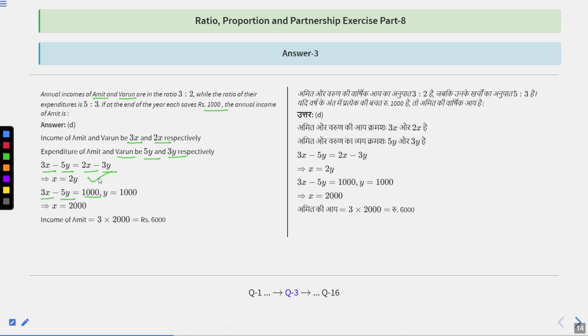So we get the value of y, which is 1000. Clear? When we subtract, we get y equals 1000. So x will be 2000. Income of Amit equals 3x, so 3 multiplied by 2000 is 6000. So D is the correct answer. Next one.